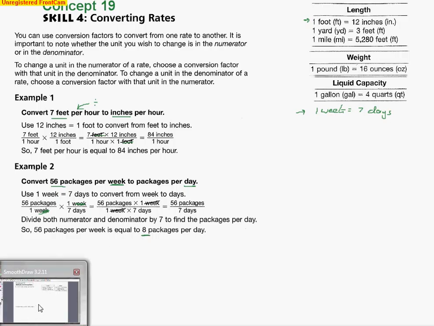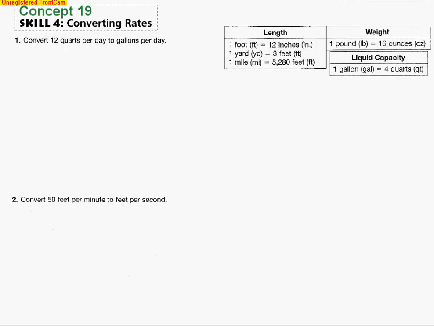Let's take a look at the next one. Here we want to convert 12 quarts per day to gallons per day, so we're changing quarts to gallons. Let's see what we'd end up doing. We'll start with our conversion factor in capacity here: 1 gallon is equal to 4 quarts. So let's start with writing our fractions. We've got 12 quarts per day, and then we're going to multiply that by another fraction. This fraction is 1 gallon equals 4 quarts, but I want to put it in such a way to cancel out quarts.